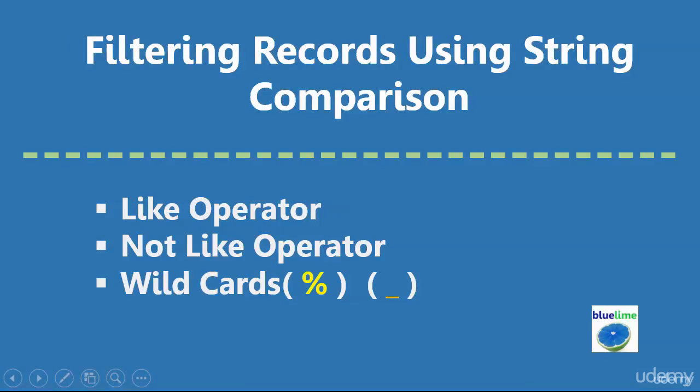In this lecture, we learned how to filter records using string comparison. We were able to filter records using the LIKE operator in combination with the wildcards, the % wildcard and the underscore wildcard. We also used the NOT LIKE operator, which works in the opposite way to the LIKE operator.